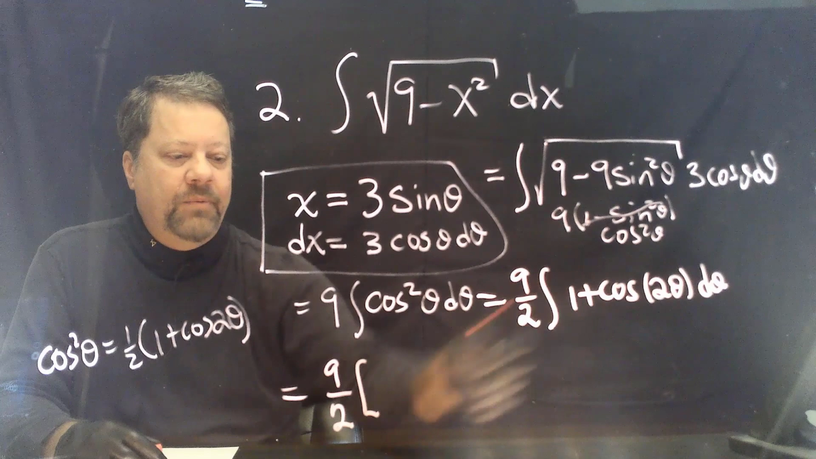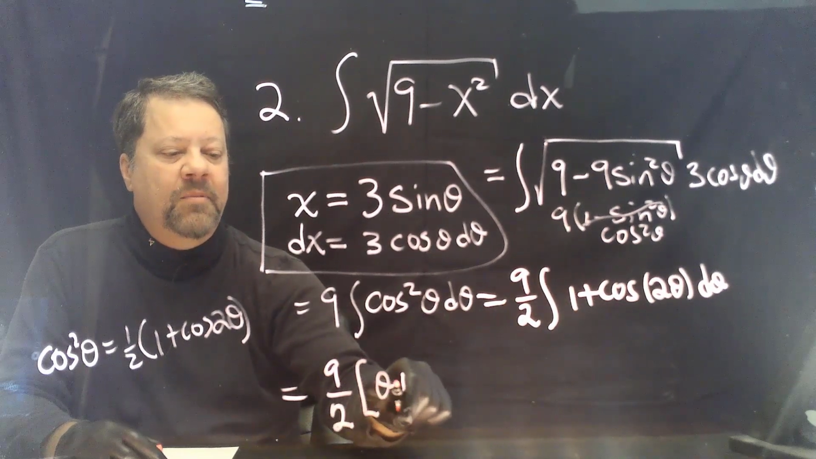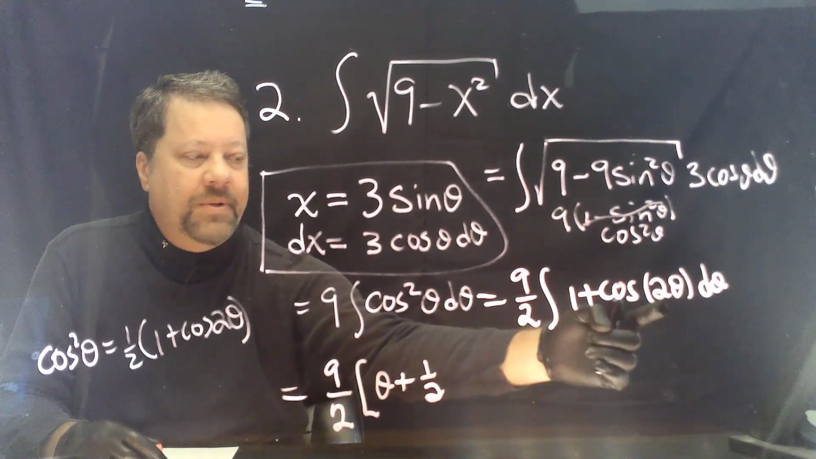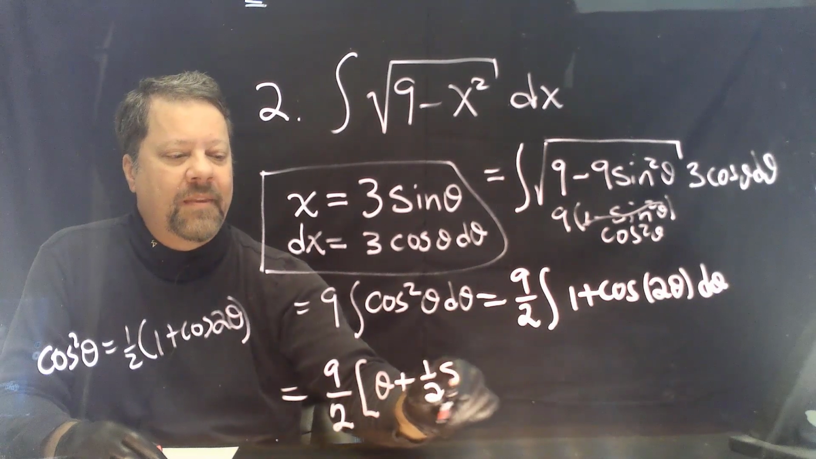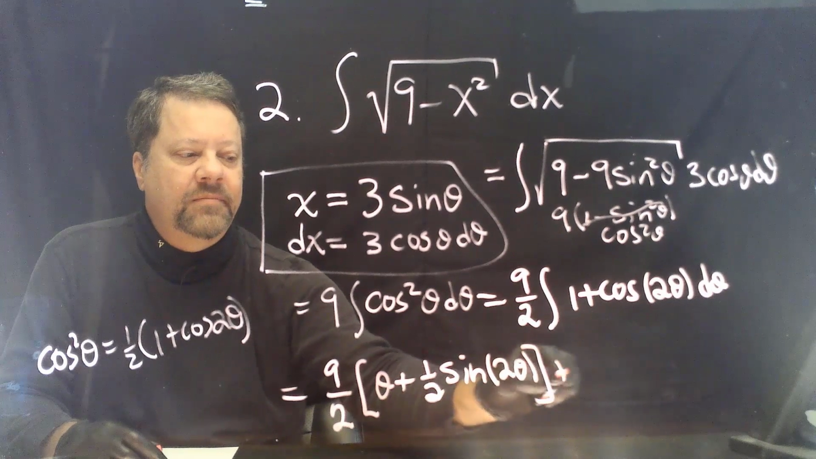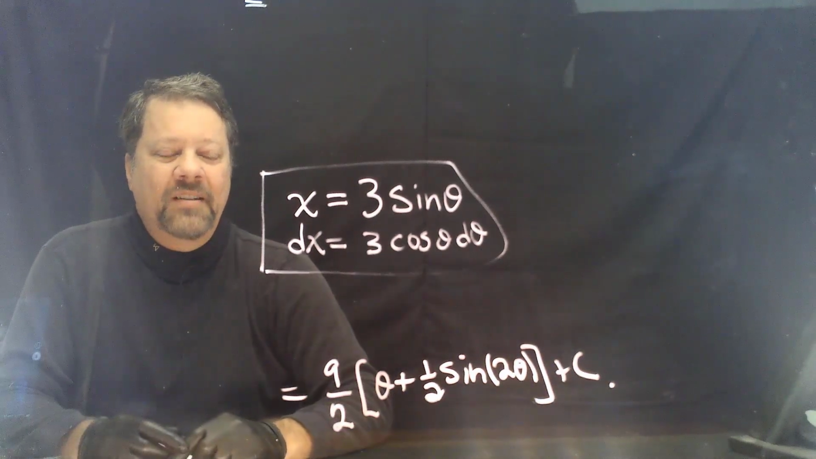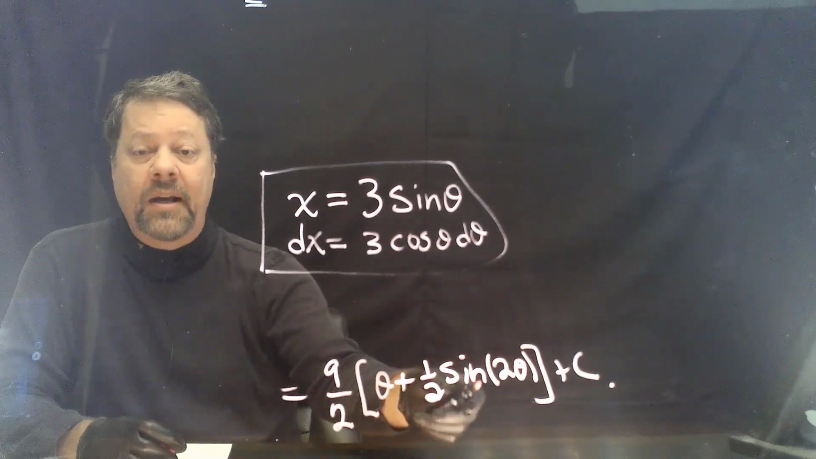The integral of 1 will be theta. The integral of cosine, because of the 2 theta, we'll have a factor of 1/2. You always have to divide by whatever the coefficient of your variable is. The sine of 2 theta plus c.